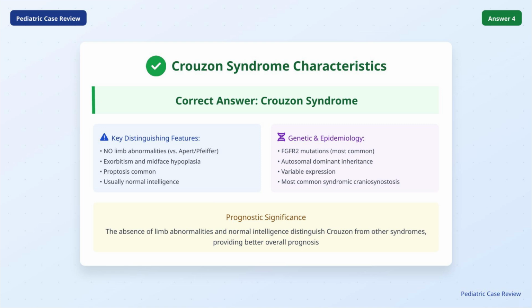The absence of limb abnormalities distinguishes Crouzon from Apert and Pfeiffer syndromes. Patients typically have normal intelligence, which is an important positive prognostic factor. Crouzon syndrome represents the most common form of syndromic craniosynostosis, caused primarily by fibroblast growth factor receptor 2 mutations.